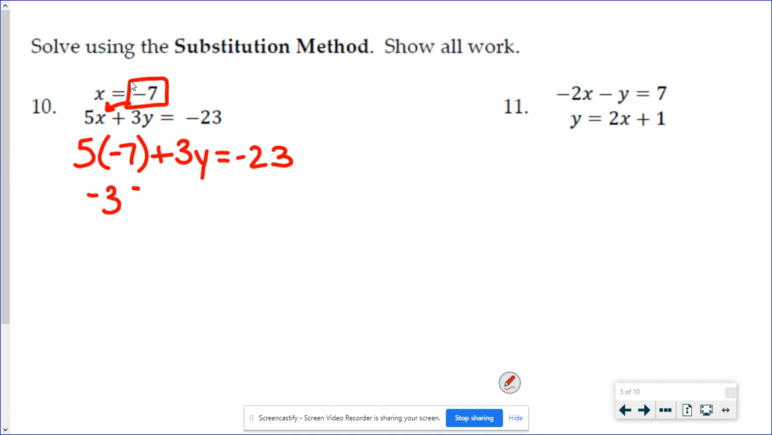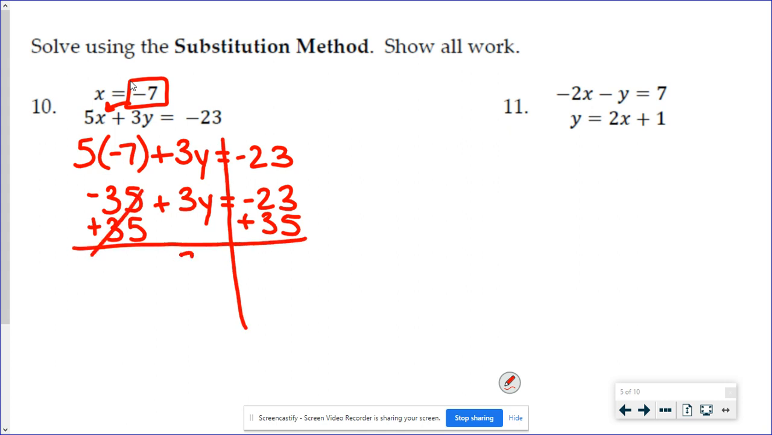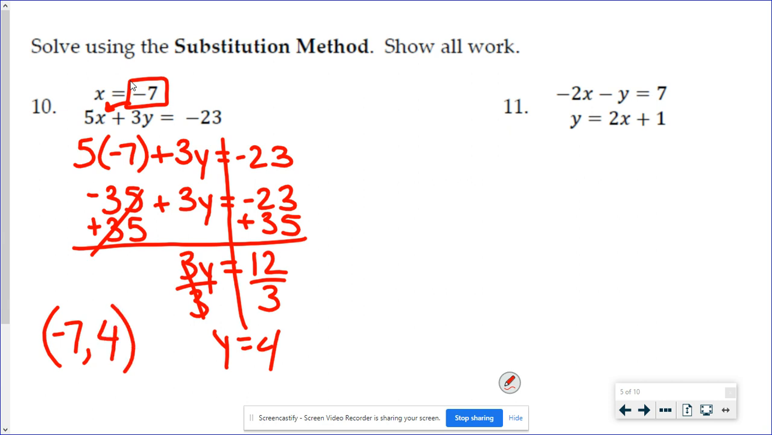So I have -35 plus 3y equals -23. And then we'll add the 35. So 3y equals -23 plus 35 is going to be 12. And y will be 4. And remember, I knew half of my answer already. I knew that the x was -7. So this solution, the x is -7, the y is 4.